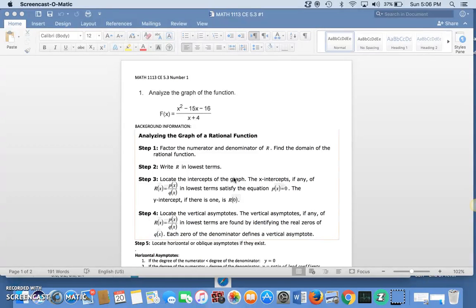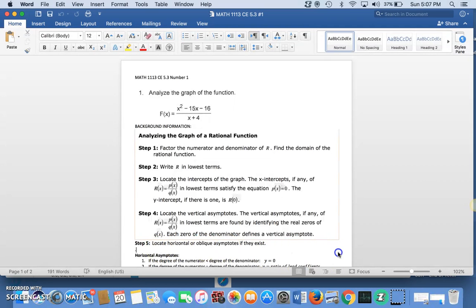Your x-intercepts are going to basically be where the numerator equals 0. The y-intercept is when you plug in 0 for x. And then step 4, you locate your vertical asymptotes. And you eventually will go into locating either your horizontal or your oblique asymptote.